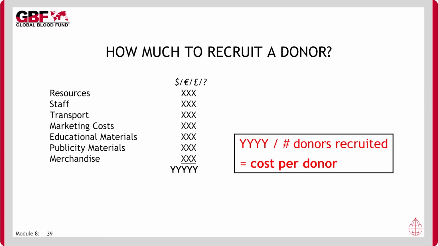Without understanding cost per acquisition, you cannot see if your recruitment effort is becoming more efficient over time. You also cannot compare potential investments in recruitment against investments in retention, and so concentrate on the strategy that is the most cost-effective. To arrive at a cost per recruited donor, simply take all of the department's costs and divide these by the number of donors recruited.